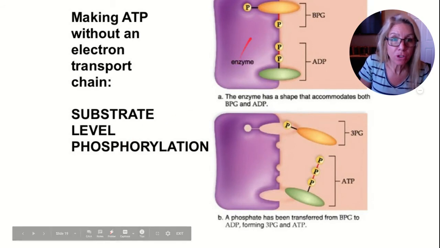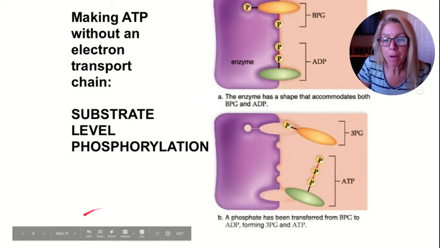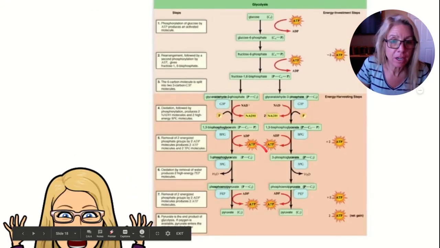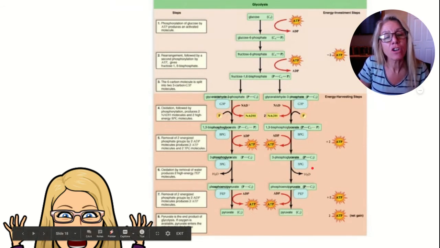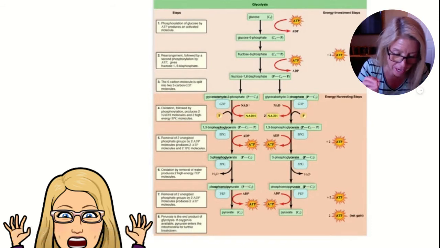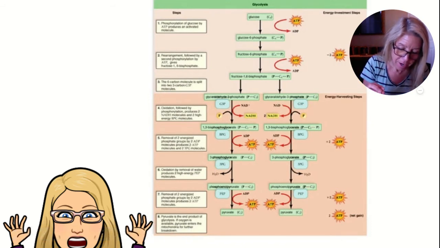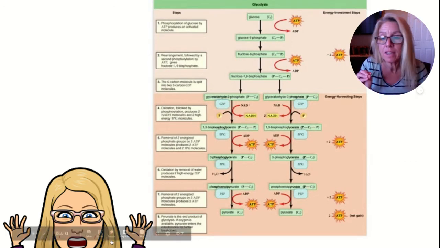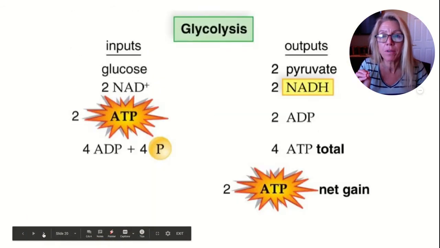So look at the summary right here. Oh, sorry, this picture I want to show you again. The type of ATP making you're doing here, all of this right here in your energy harvesting, that is all substrate level phosphorylation. That is just the handoff process. All right. And then now, let me keep going here.